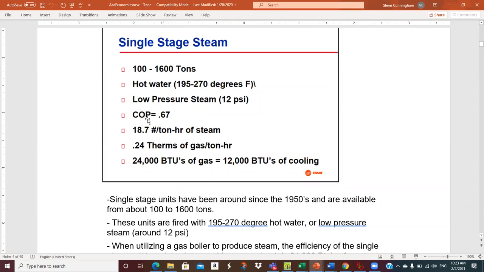Okay, so COP, quoting at 0.67, and this is the steam requirement. So we're saying 18.7 pounds of steam required for a ton hour of refrigeration. Now think about that ton hour. Remember, a ton is BTUs per hour. So a ton is a rate. A ton is not an amount.